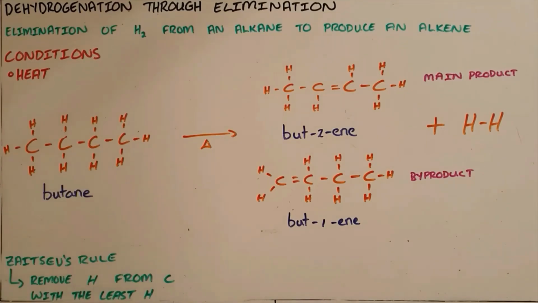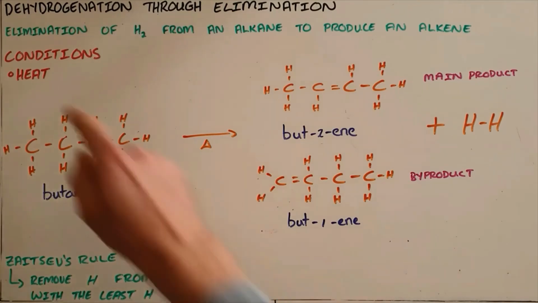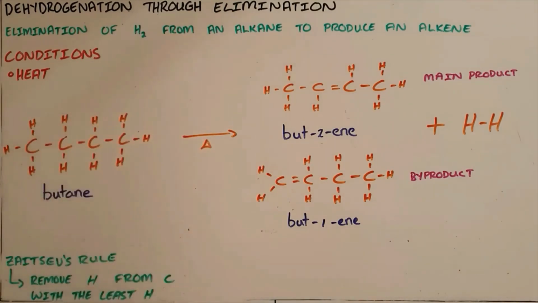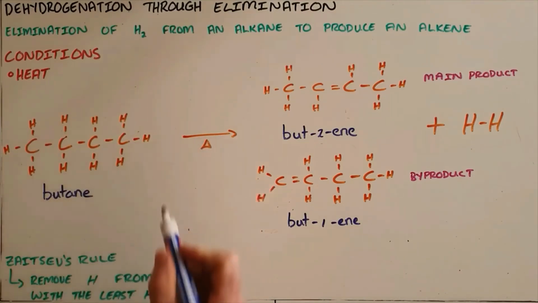Dehydrogenation through elimination is the elimination or removal of a hydrogen molecule from an alkane to produce an alkene. Theoretically, it is also possible to remove a hydrogen molecule from an alkene to produce an alkyne, but for the purposes of this syllabus, we only do alkanes to alkenes. The only condition required for this reaction to take place is that the reactants must be heated, and we show that by drawing a triangle underneath the arrow.